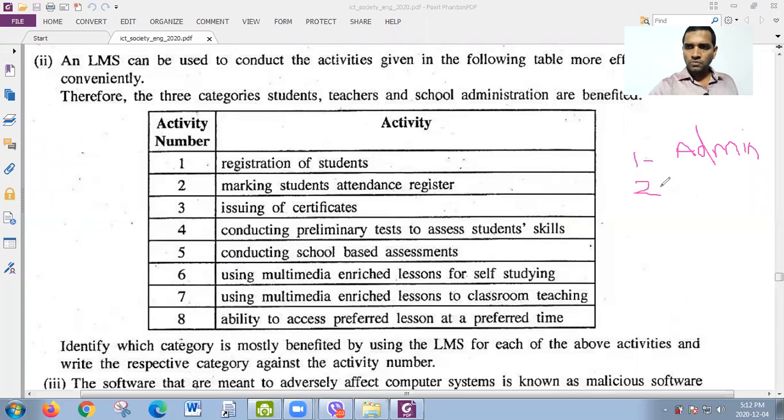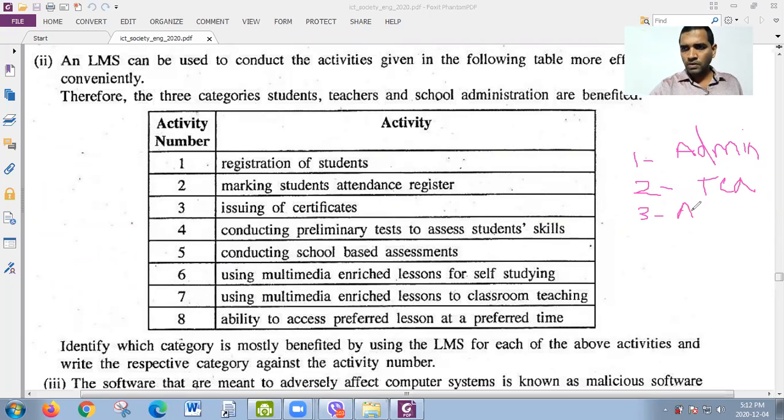Look at the second one, 2. Marking students' attendance register. For marking the students' attendance, teachers are the responsible people. Generally the attendance should be marked manually, so they have to mark in the attendance register, but now it is available in LMS. So that is for teachers, right? Number 3, issuing of certificates. That is the duty of the administration, right? So it must be administration.